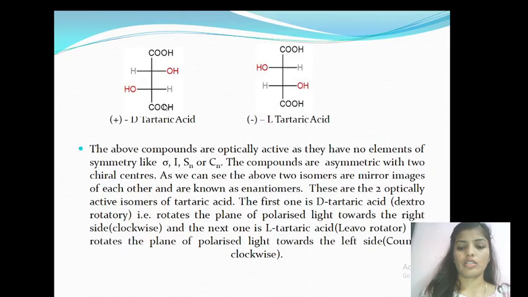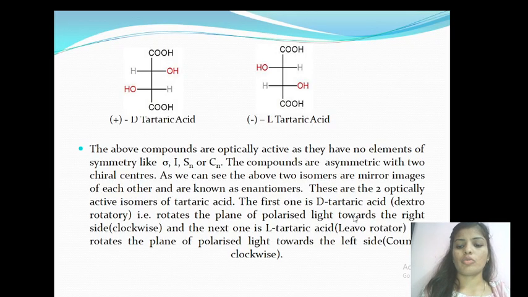The above compounds are optically active as they have no elements of symmetry, like sigma, plane of symmetry, i, center of symmetry, alternating axis of symmetry, or proper axis of symmetry. Any elements of symmetry are absent here, meaning this is an optically active compound. The compounds are asymmetric with two chiral centers. As we can see, the above two isomers are mirror images of each other, and these are known as enantiomers, the two optically active isomers of tartaric acid.